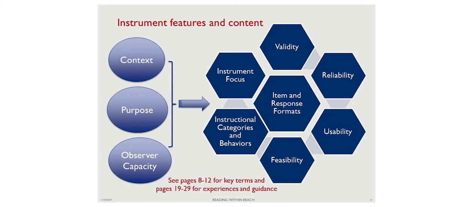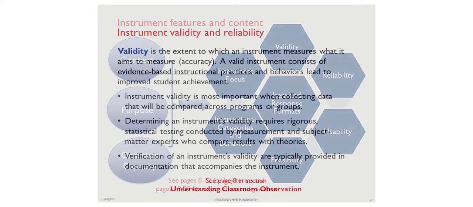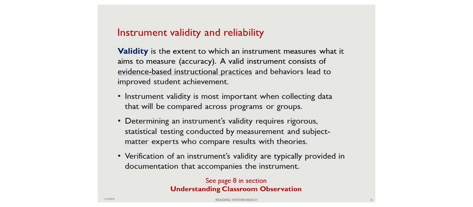So for the next few slides, I will go through each of these to define these terms and share a bit of what we learned from the surveys on each of these. If you would like more description or to follow along, you can look through pages 9 through 13 or 8 through 12. So, instrument validity and reliability. These are important terms that need to be considered when developing a high quality observation instrument.